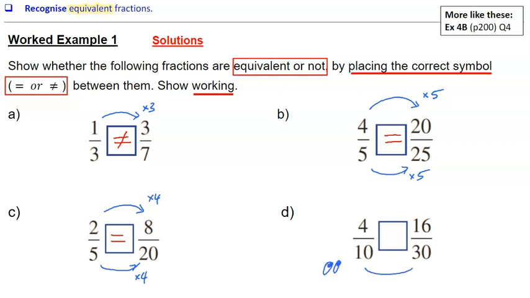Part D. Look at the denominators. 10 times 3 gives 30. But look at the numerators. 4 times 3 does not give 16. 4 times 4 gives 16. Therefore, these proportions are not the same. Use the not equal to sign.